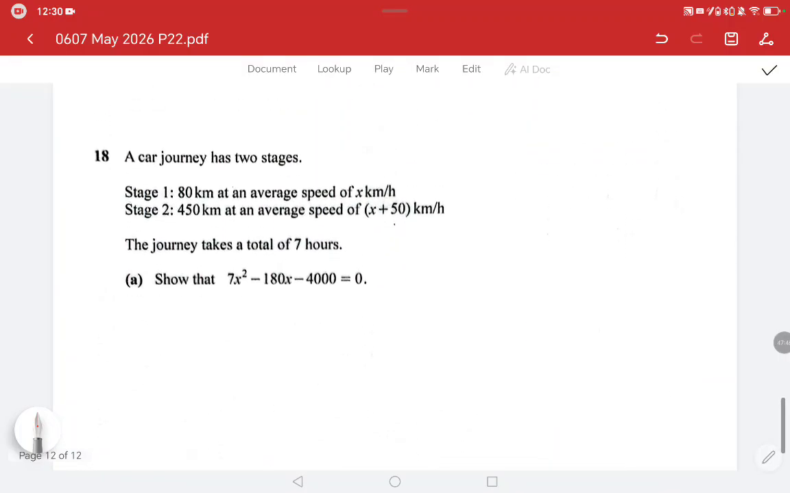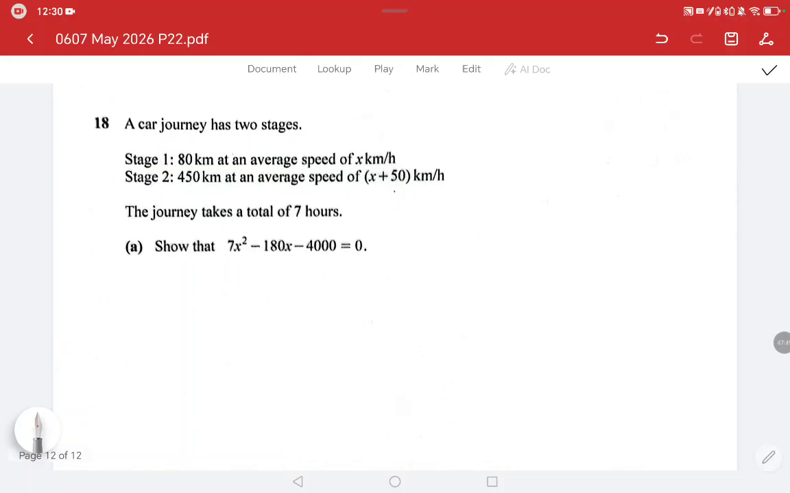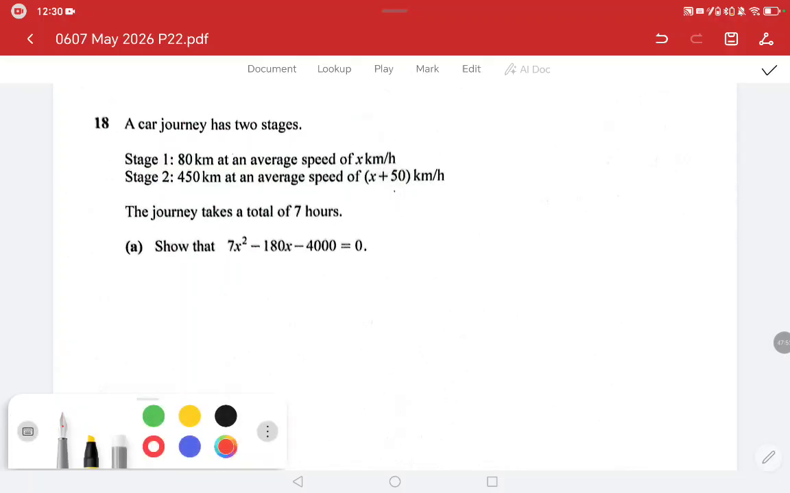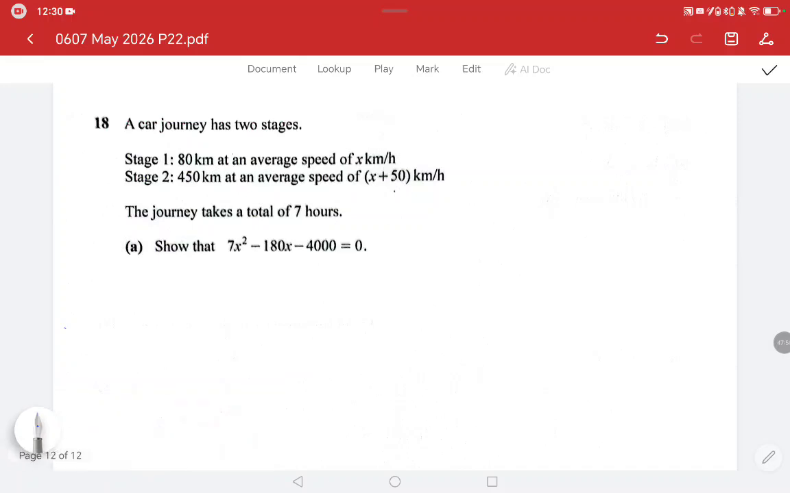Okay. Last question. A car journey has 2 stages. Stage 1, 80 kilometers at an average speed of x kilometers per hour, and stage 2, 450 kilometers at an average speed of x plus 50 kilometers per hour, and we have the total time 7 hours. We had a similar question in revision. I think the only difficult thing for students here is that the numbers are big, but in general the question is repeated.